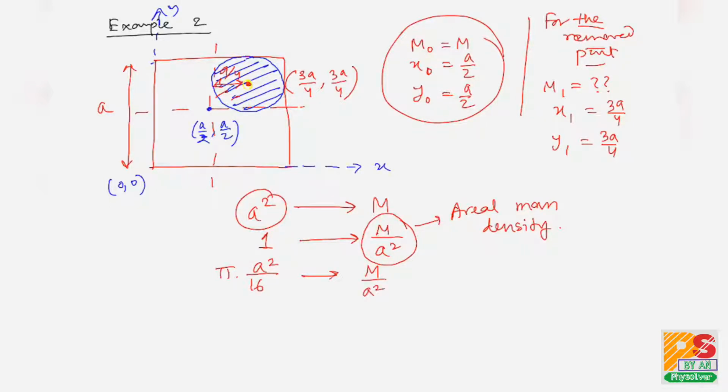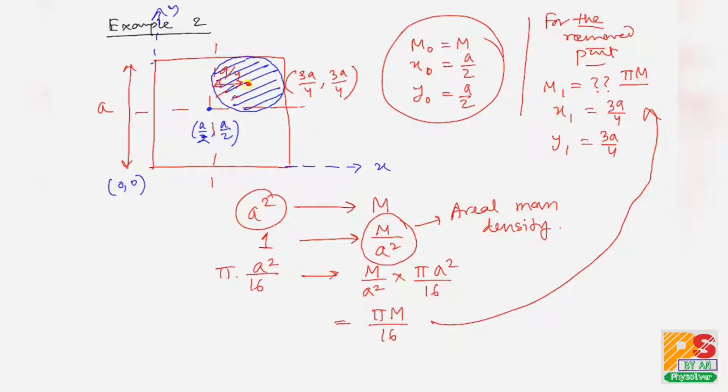Therefore we can say that the mass of the circular plate is pi m by 16. Therefore I can say this m1 is nothing but pi m by 16. I hope you understand. Pi m by 16. Now these are the quantities which are important.